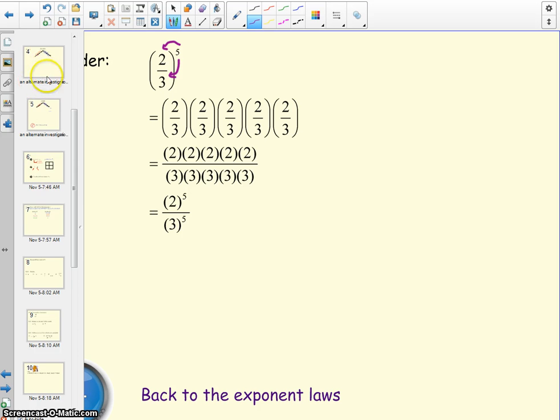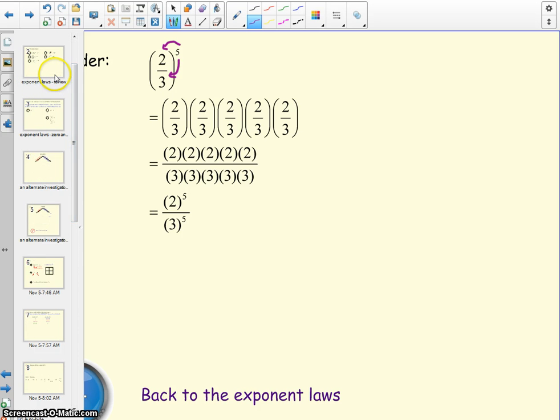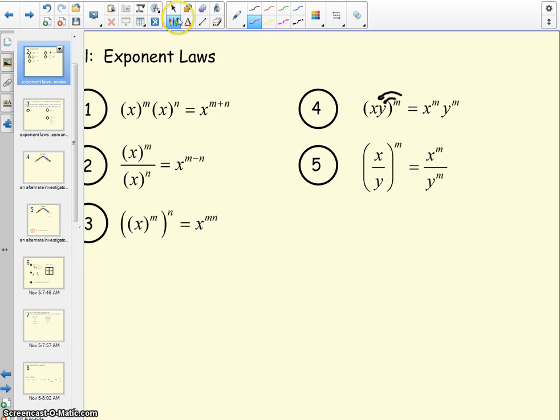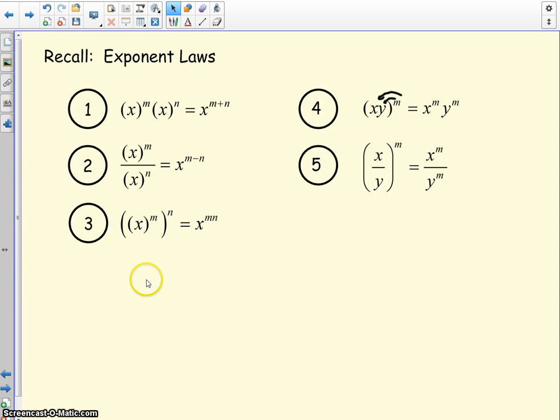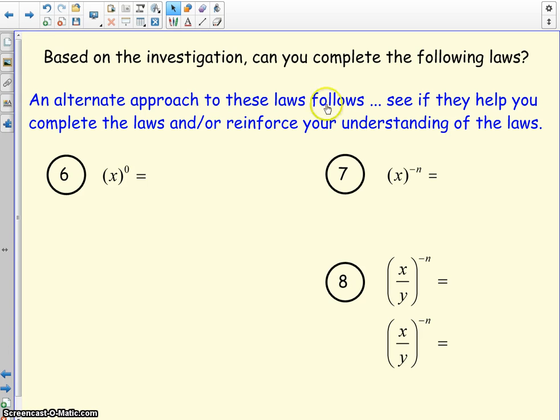Okay, so where are we? There we are. Okay, so now let's actually try and extend these a bit further and look at some new rules for the grade 11 course. So we're going to go back and take a look at the tables that we did at the very start of this lesson and see if we can figure out some new rules.